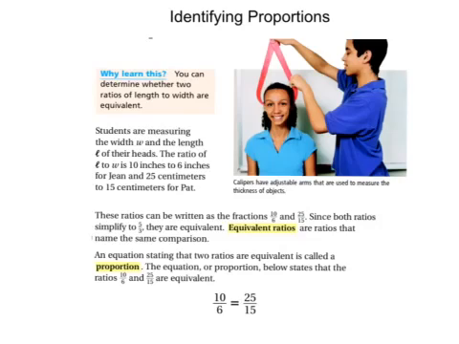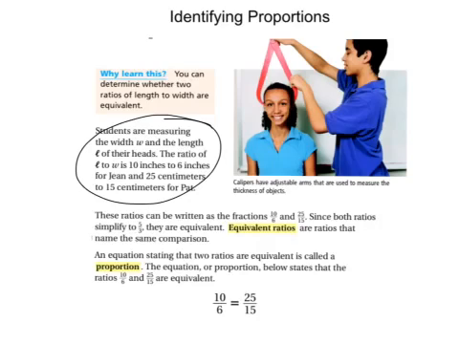So if you take a look there, what they're trying to do is the students are trying to measure the width and the length of their heads, and the ratio compared the length to width. So in this example, this girl, her length is 10 inches and her width is 6 inches. And then for the boy, he has 25 centimeters to 15 centimeters. And that's just what that little saying is talking about right here. It's just giving you the different ratios from length to width.